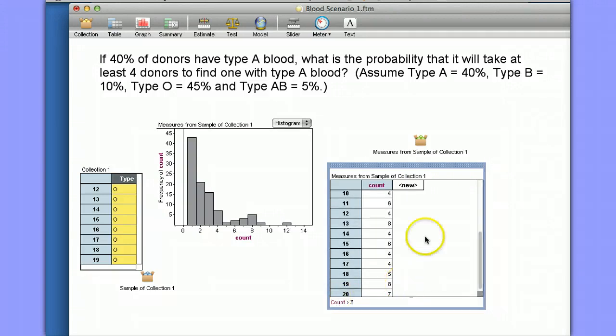Count greater than 3. It looks like that occurred a total of 20 times out of our 100 simulated trials. So the answer to this question in terms of an experimental probability from this simulation is 20% of the time.